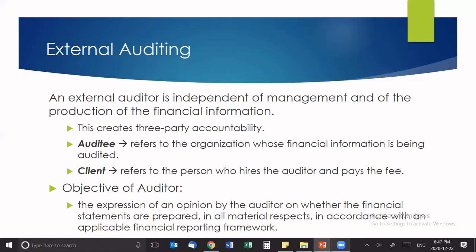So the objective of the auditor here is to prepare an opinion on whether the financial statements are prepared in all material respects in accordance with the applicable financial reporting framework. So they want to check if the financial statements are in accordance with either IFRS or ASPE. They're going to look through the IFRS and ASPE rules, and find out if the company is following the policies to record their transactions, with either IFRS or ASPE, whatever they're using.